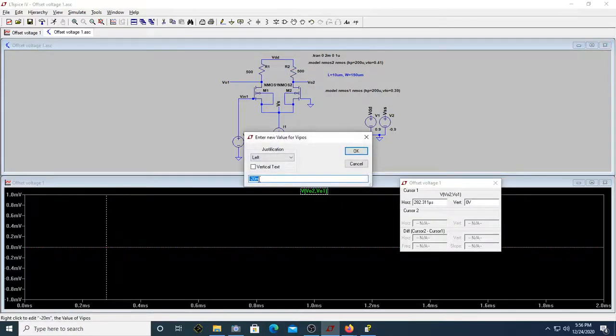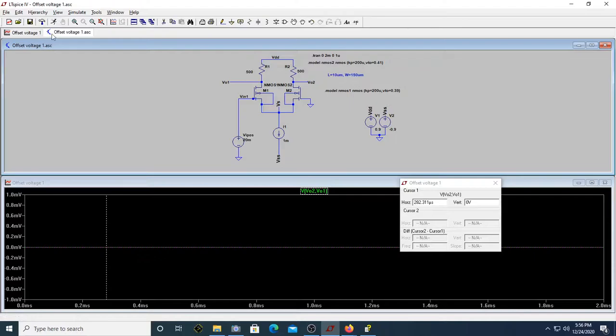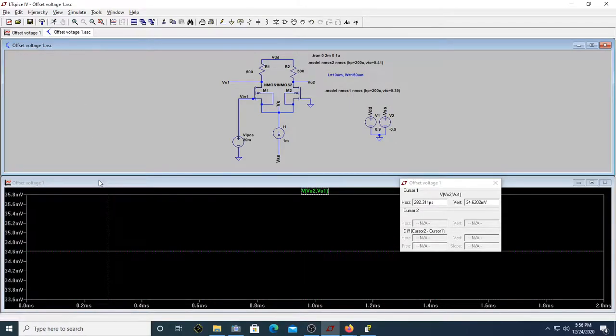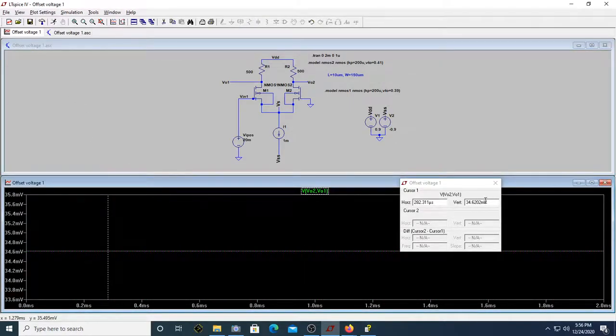Suppose by mistake, if you apply the same polarity as that of your output offset voltage, actually the offset voltage increases. You can see the offset voltage now actually doubled from 17 millivolt. Has it not become 34? So this is the issue. You cannot apply the same polarity as that of your output offset voltage; it should be of the opposite polarity. How much is the magnitude?